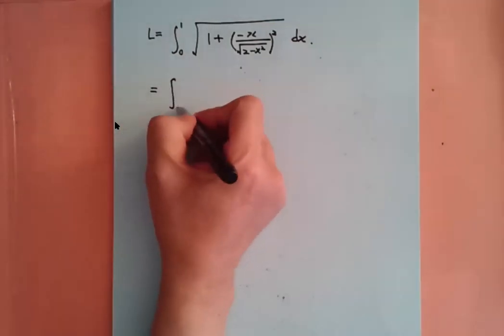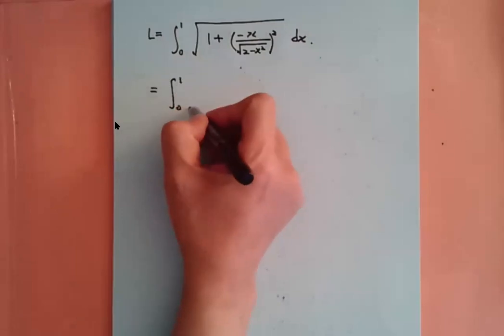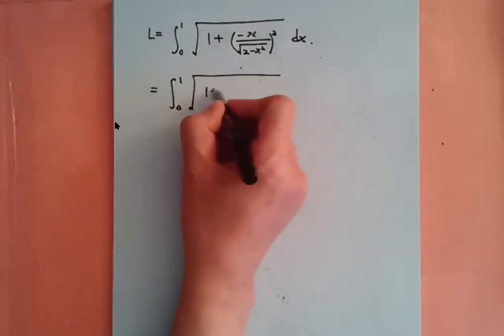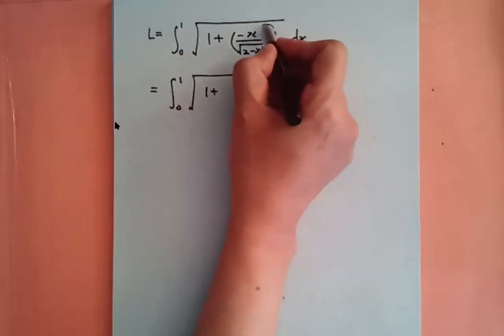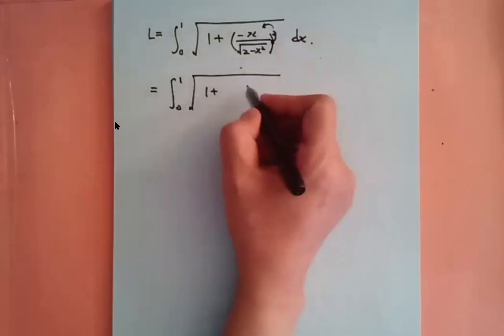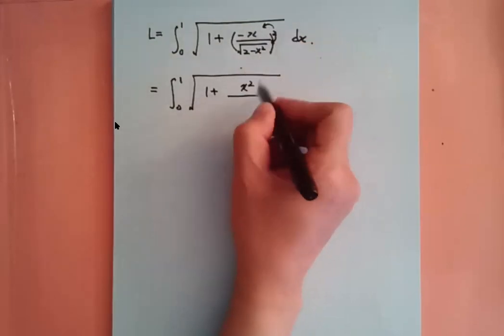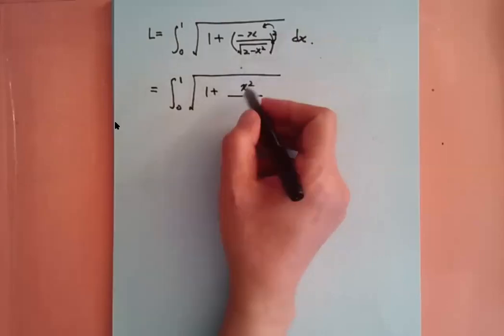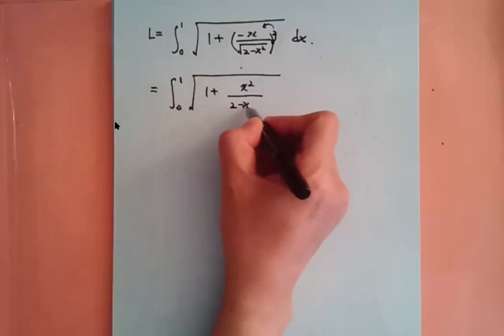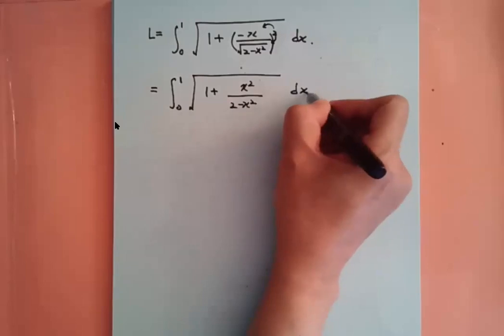So that equals integral 0 to 1 square root of 1 plus, we apply the square to the numerator and denominator. So that is x squared over square root of something squared, which is 2 minus x squared, dx.